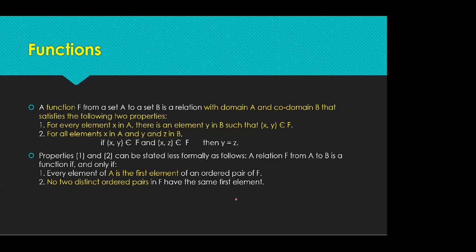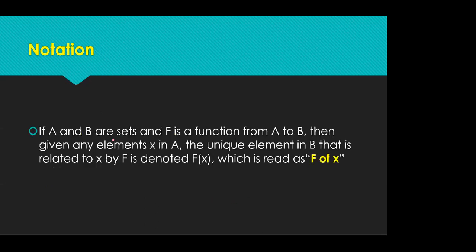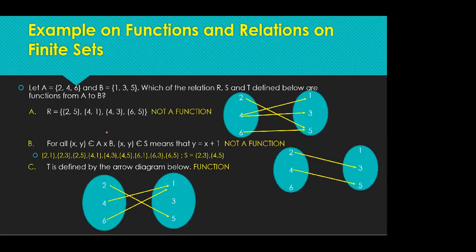So let's have an example. If A and B are sets and f is a function from A to B, then given any element x in A, the unique element in B that is related to x by f is denoted by f of x. So for our example, let set A be the set with the elements 2, 4, 6 and B with the elements 1, 3, 5. Which of the relations R, S, and T defined below are functions from A to B?